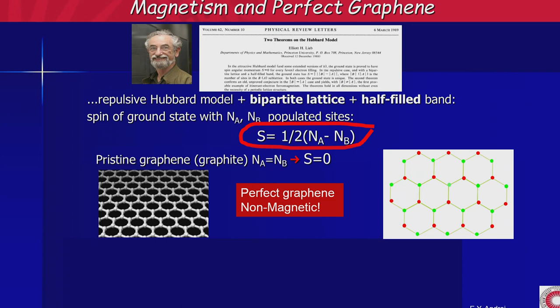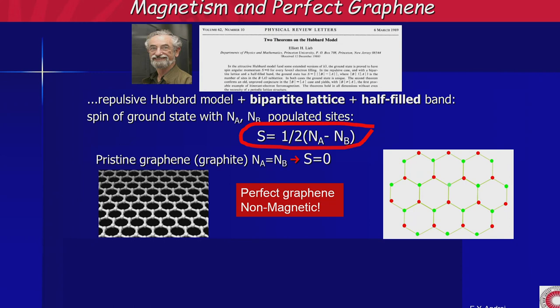So at the beginning of this millennium, in the year 2000, people started reporting having found magnetism in graphite, in buckyballs, and all sorts of samples that came from meteors. And there were huge controversies. So these people were told that they're either lying or that they don't know what they're doing.